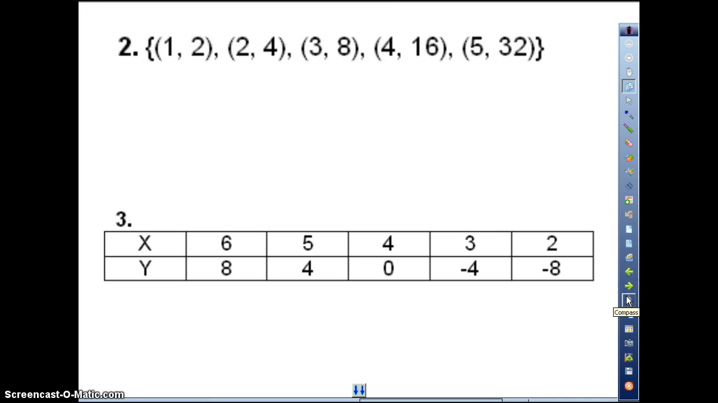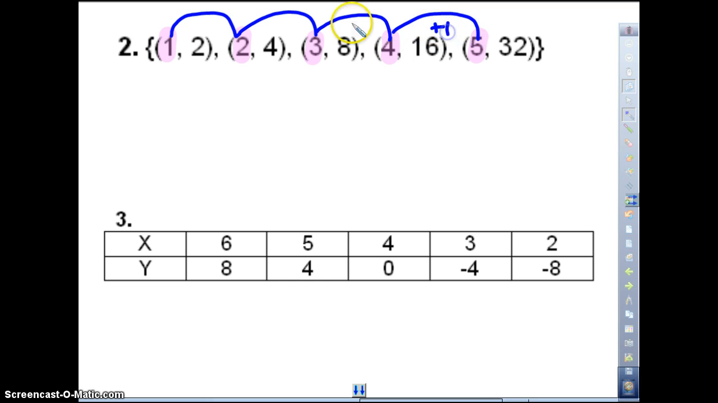Number 2 says, look at these ordered pairs. I'm going to do this the lazy girl way, and if you're going to do it the lazy girl way, you better be careful. I'm going to highlight all my x values. And then I'm going to see what's happening with my x values. Increase by 1, increase by 1, increase by 1, increase by 1. I do have a constant change in my x's. They're all increasing by 1.